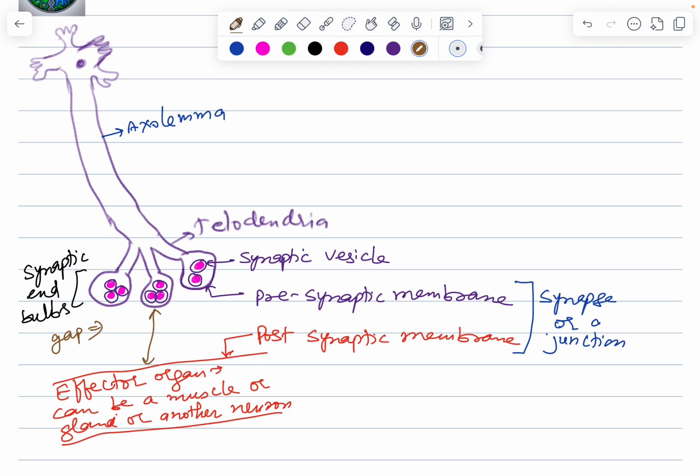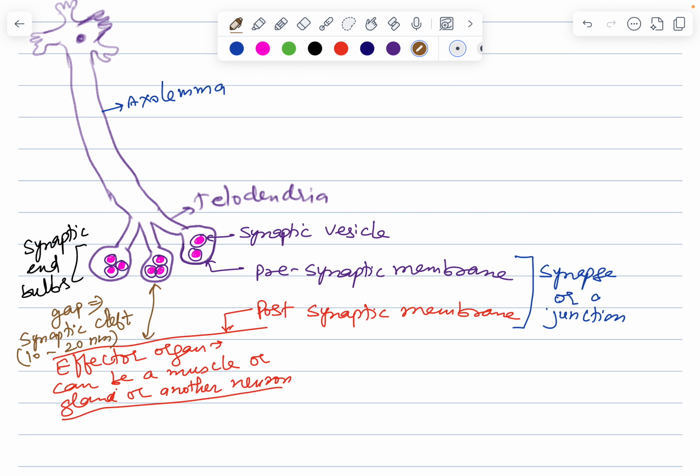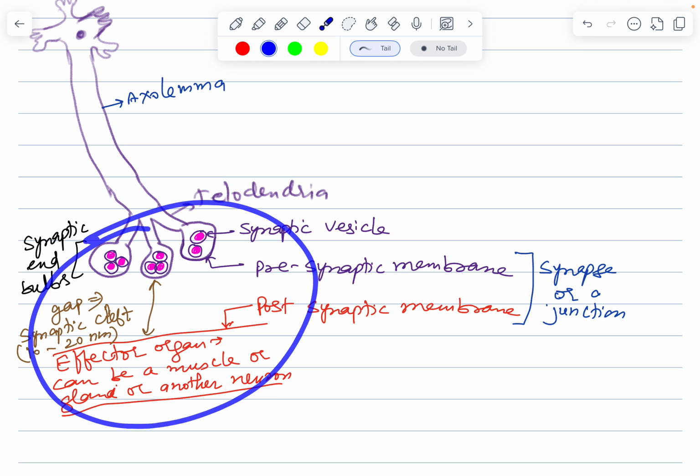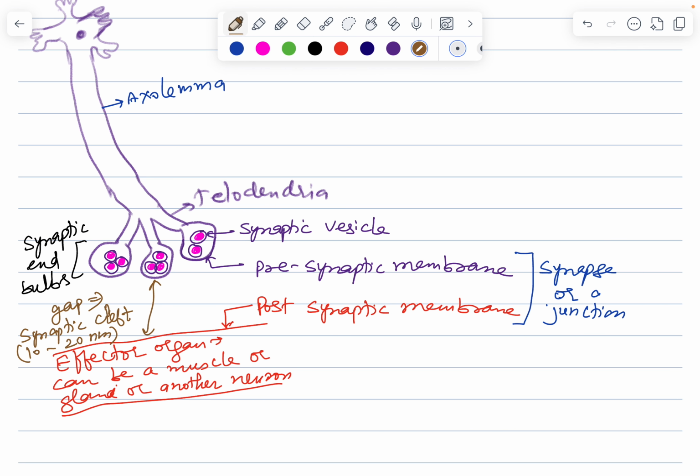What is this gap called? Synaptic cleft. Not very wide, maximum 10 to 20 nanometers wide only, but nonetheless a gap is a gap. And what is it called? Synaptic cleft, which exists between the pre and the postsynaptic membranes. So what we are looking at here is a synapse or a junction. The pre and the postsynaptic membranes together are called the synapse or junction. In reality, there is no real junction. There is in fact a gap between them, which is called the synaptic cleft.